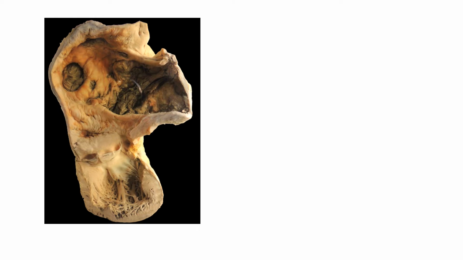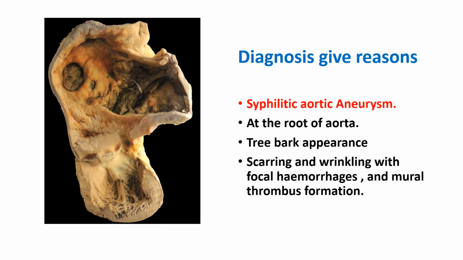This is the rare specimen which shows the aneurysmal dilatation at the root of the aorta, and the intramural surface or endothelial surface shows typical tree bark appearance, meaning thereby there is scarring, wrinkling, focal hemorrhages and mural thrombosis. So this is a syphilitic aneurysm of the aorta.